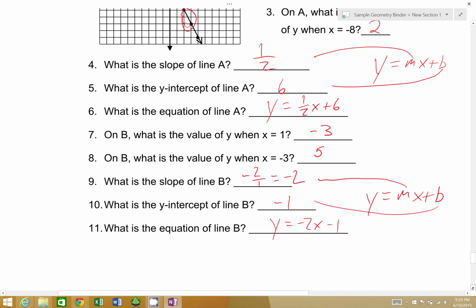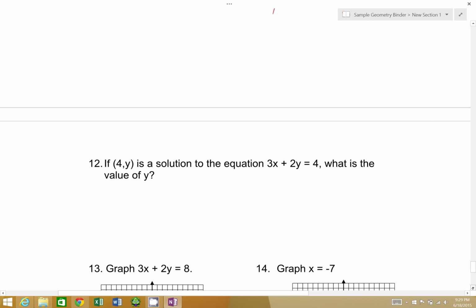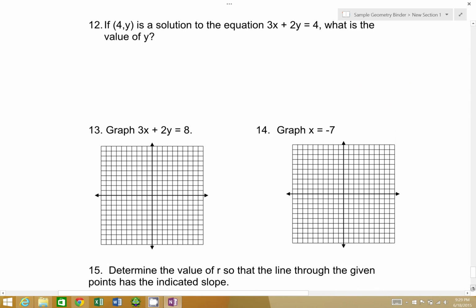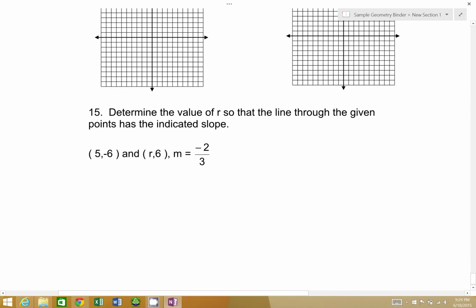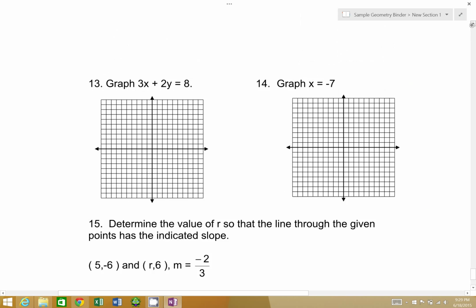Okay? Last page. The end is near. The end is near. All right.